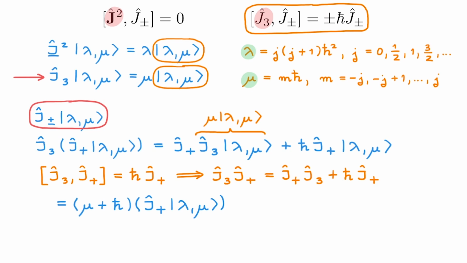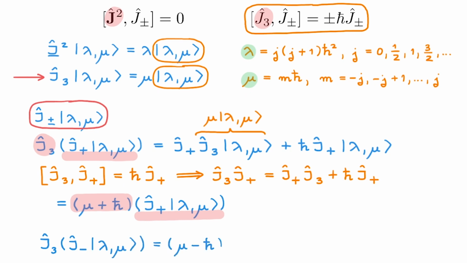So what does this mean? We see that by acting with J3 on this state, we get a scalar, mu plus h bar, times the same state. This confirms that J plus lambda mu is also an eigenstate of J3, and the eigenvalue is now mu plus h bar. Repeating the same exercise with J minus, we would find that J3 acting on J minus lambda mu equals mu minus h bar multiplying J minus lambda mu. So in conclusion, J minus lambda mu is also an eigenstate of J3, and this time the eigenvalue is mu minus h bar.